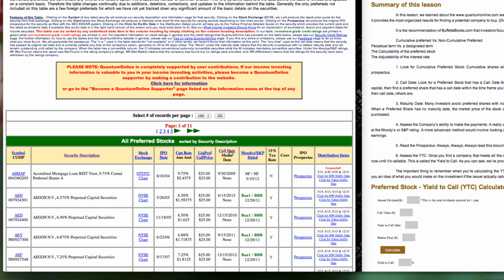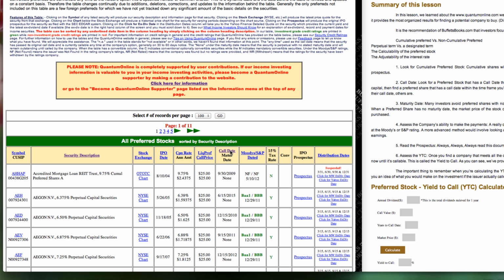because if the call date is tomorrow and it's a very high yielding preferred stock, there's a good chance that the company is going to go ahead and buy those back so they don't have to pay that high dividend. So the longer that call date is, the longer you have to hold that preferred stock, the better. So let's go ahead and filter based off of that.